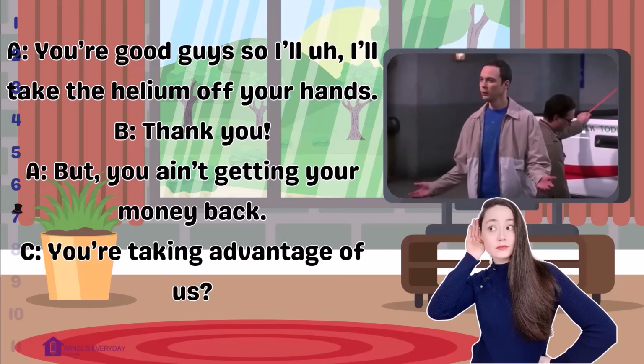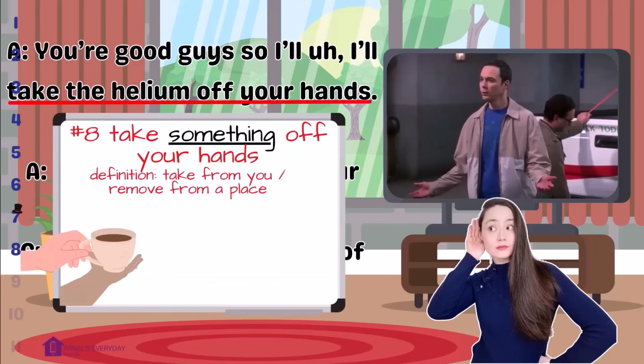First things first. Ain't is slang. It's bad grammar. Here it means you are not. You ain't. Okay, let's look at number 8. To take something off your hands. Definition: take from you, remove from a place. I'll take the helium off your hands means I'll take it from you. Give it to me.